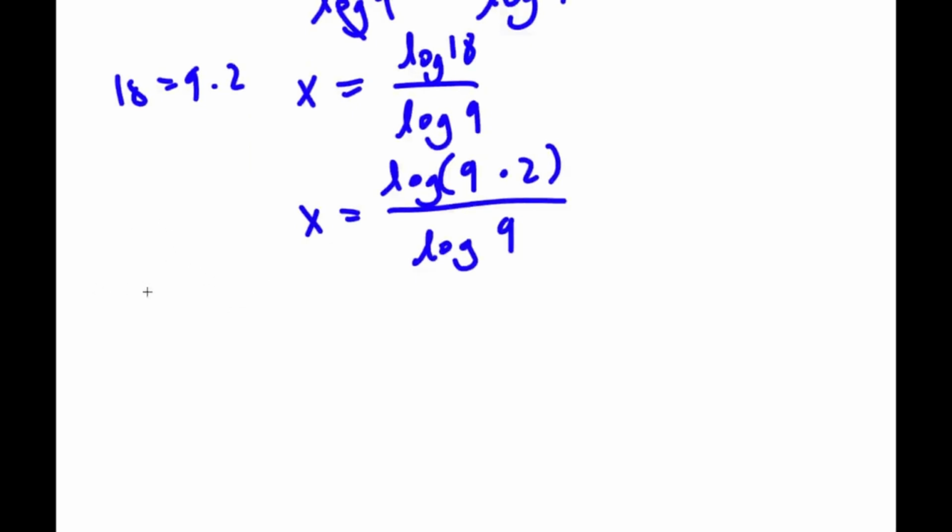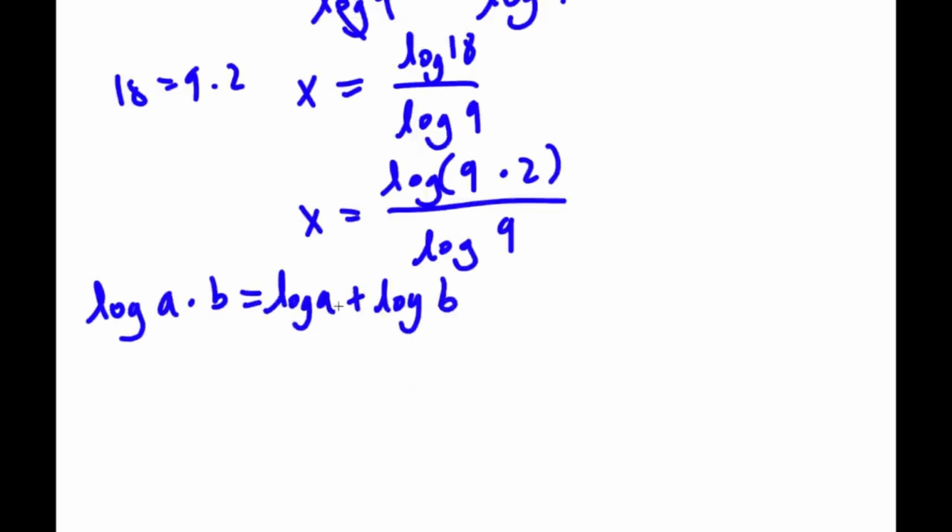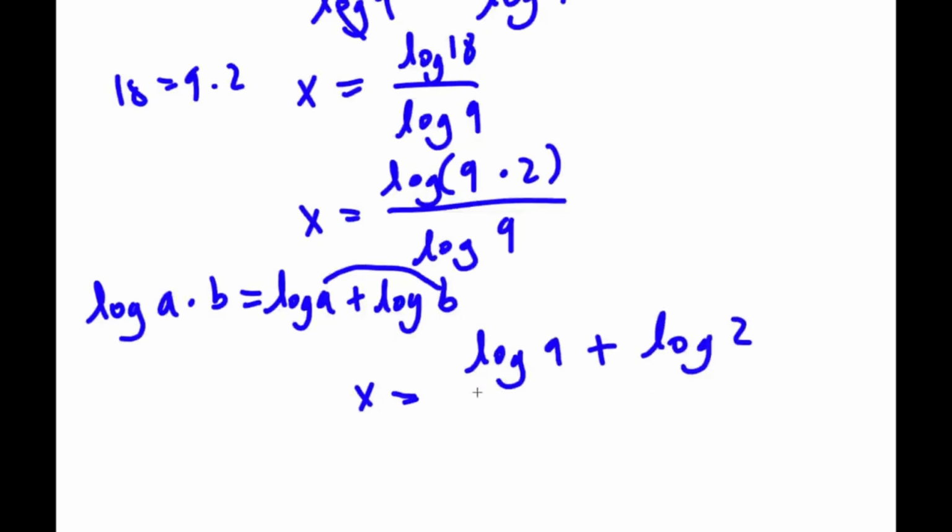So now if I have a logarithm in the form log a times b, this is actually equal to log a plus log b. Because remember, when you're adding logarithms, you're technically just multiplying the two numbers in front of the logarithms. So now log 9 times 2 is going to equal log 9 plus log 2. So now I have log 9 plus log 2 divided by log 9.